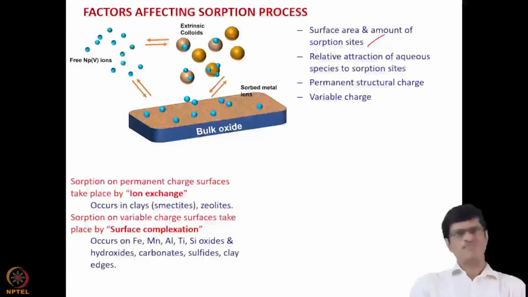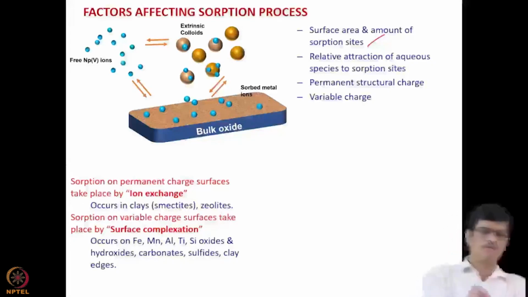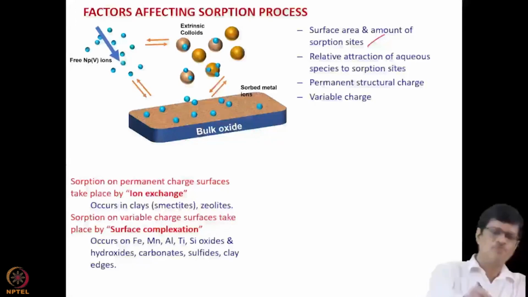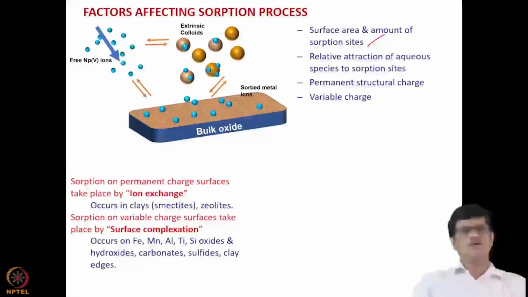Now the mechanism of this can be two-way. First is ion exchange, which happens in the case of clay minerals like smectites and zeolites. In this example given here, the neptunium ions are there. The charge is not given, but you can consider, suppose, the neptunium plus 5 state, that is the neptunyl ion. Then how will it form complexes with the bulk mineral phase, or will it be transported as such?